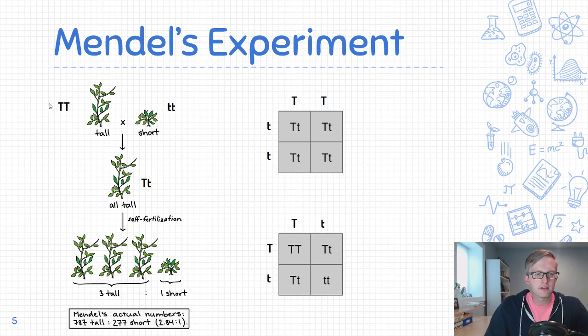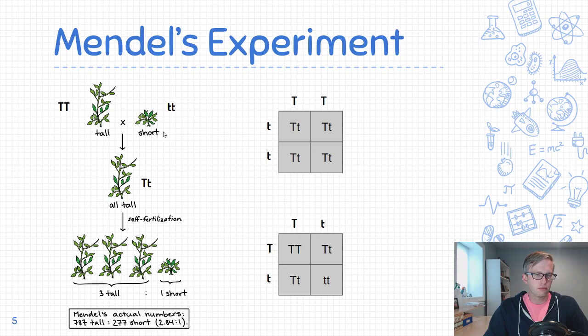So the short plants then have 2 little t's, and the only way in which a short plant will appear to be short is if it has 2 of the little t's, because these are what we call recessive traits, which means that they don't show their expression unless you have 2 of them. Or another way of putting it is, if you have at least 1 of the dominant allele, then you are going to show the dominant trait.